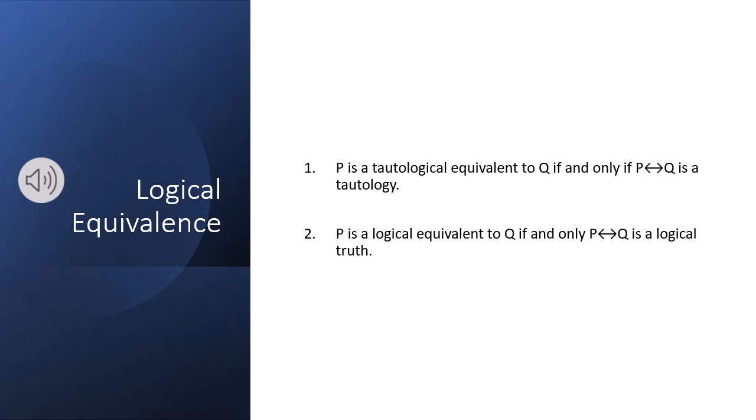So again, we can check tautological equivalence not by having to go through the whole table and check to see that they have the same columns, but instead just by looking to see if this biconditional statement is a tautology. And likewise, the notion of being logically equivalent is the same as the biconditional being a logical truth. And so again, this is one of the reasons why we introduced this into our logical system.